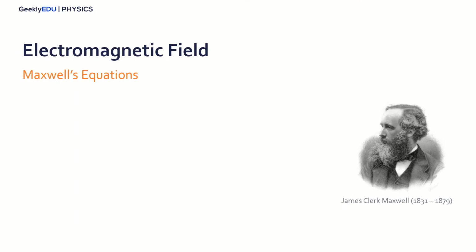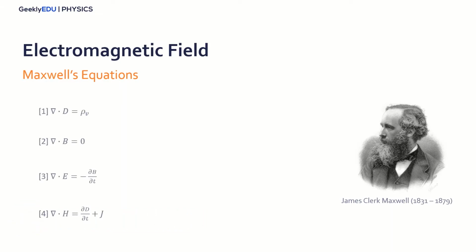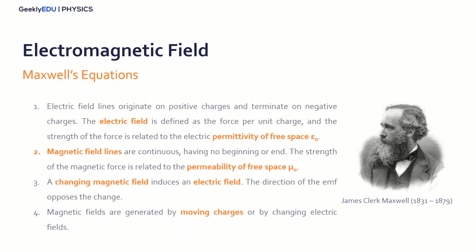James Clerk Maxwell was one of the most important physicists of the 19th century, and he came up with a set of four equations that describe the electromagnetic fields. Well, let's not go through all the equations, but let's go through the things that he discovered with these equations.